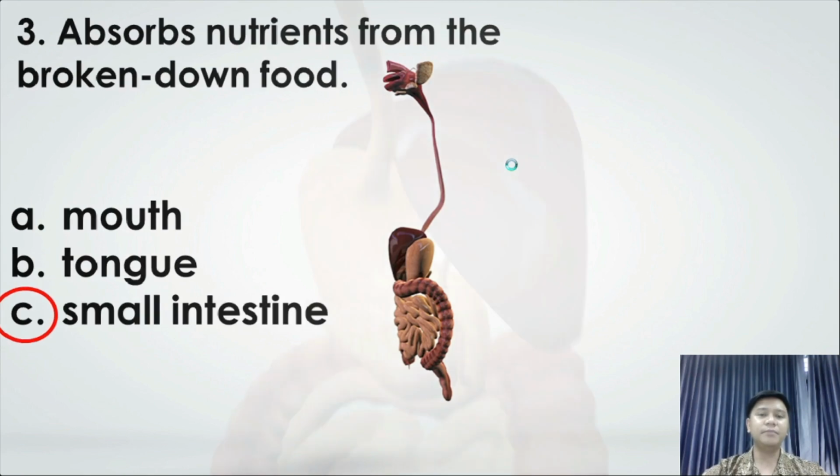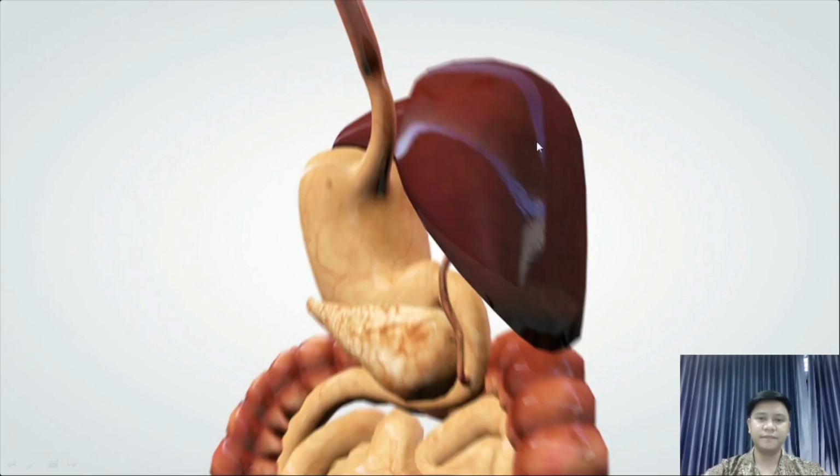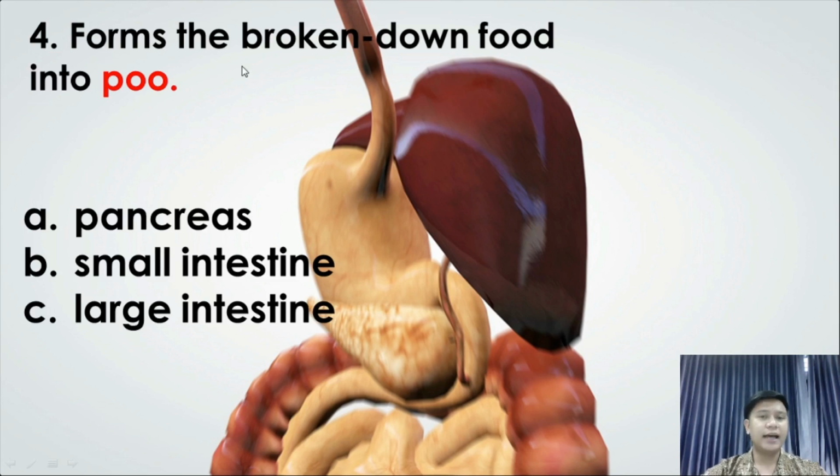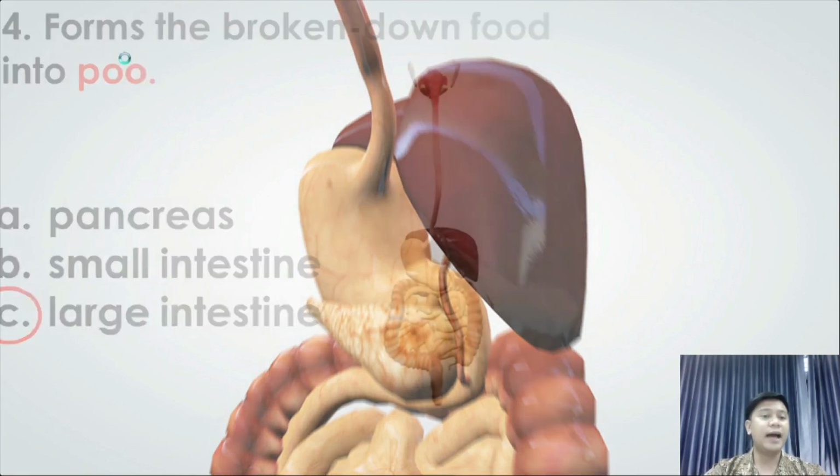Next, number 4. Question number 4. Forms the breakdown food into poo. So, when our breakdown food goes here and is turned into poo, what do you mean by poo? Okay? So, A, pancreas, B, small intestine, or C, large intestine. Very good. The correct answer is letter C, large intestine. Okay? Remember the word poo.